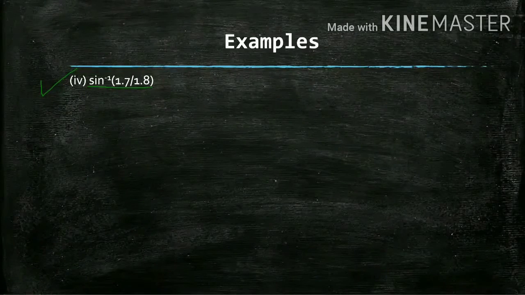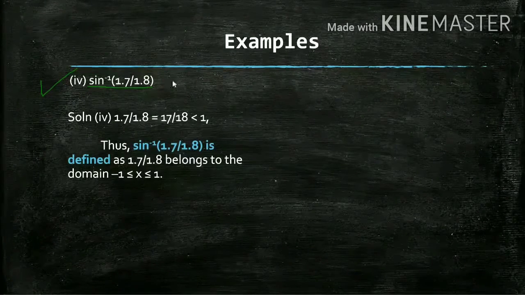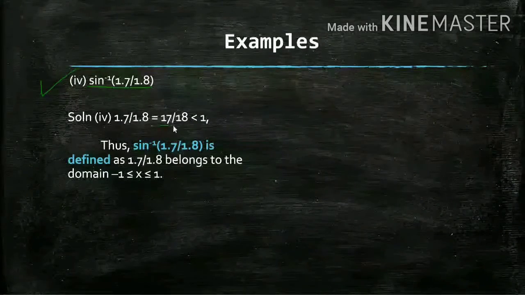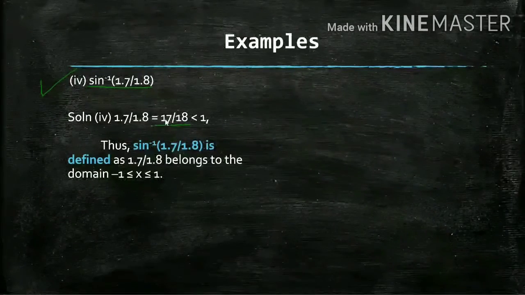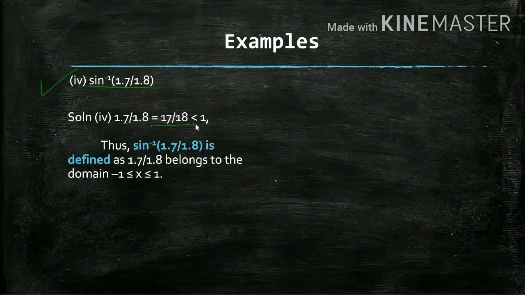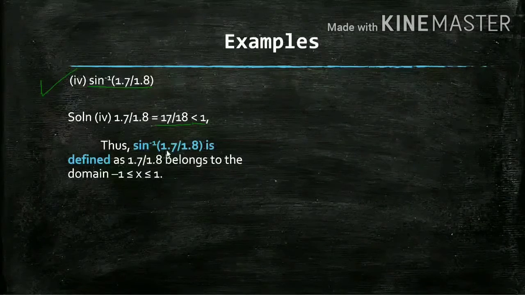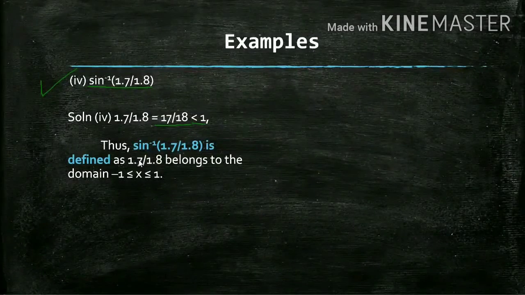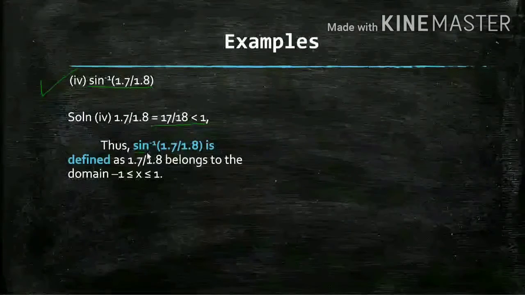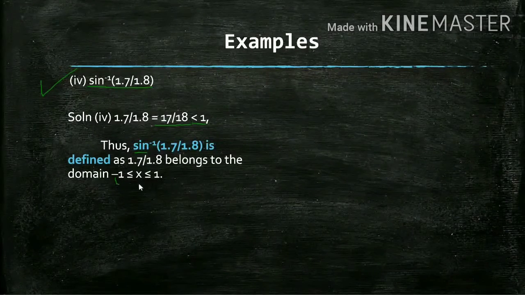I hope you are done. No. 1.7 over 1.8 is what? 17 by 18. Basically the numerator is less than the denominator, which means this value is less than 1. And less than 1 means what? It lies in the domain for the sine inverse function, which is the closed interval minus 1 comma 1. That means this is defined. Right?